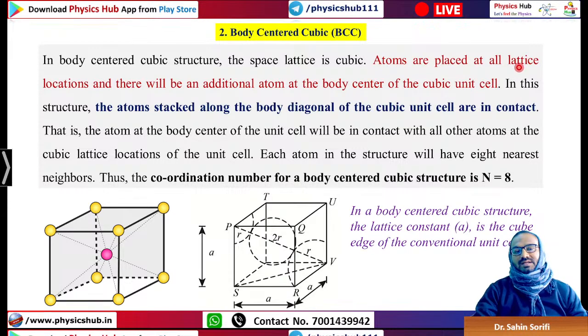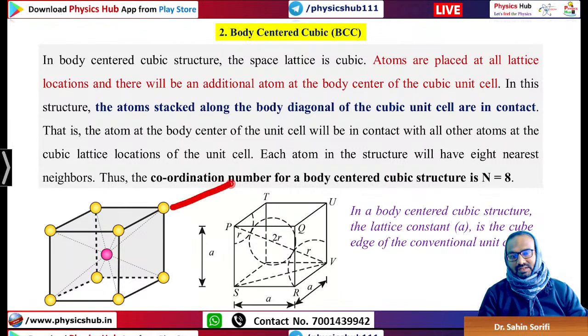Atoms are placed at all lattice locations, and there will be an additional atom at the body center of the cubic unit cell. As you can see, 8 corner atoms along with 1 body centered atom which is not shared by any other atoms. These corner atoms are shared by the neighboring atoms, but this one is not shared. So the contribution will be 1 from this, unlike 1 by 8. From a face it is 1 by 2.